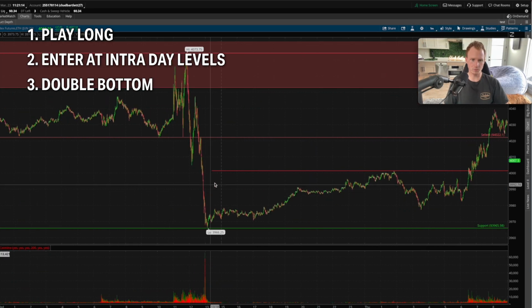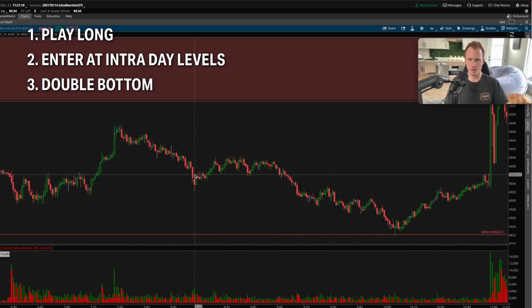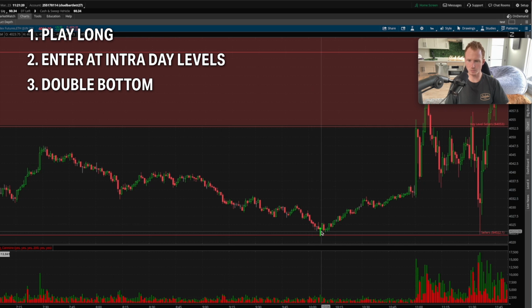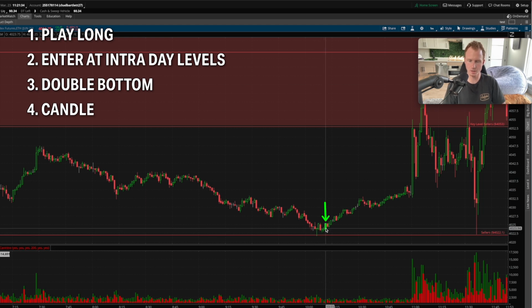Okay, as you can see, we're right here. Let me actually zoom in. The next thing I'm kind of looking for, once we saw a double bottom from the pre-market, the next thing I'm looking for is the candle. What is the candlesticks telling me? As you can see, we kind of flattened out once we touched this intraday level. And this is where I entered the trade at 10:11 on this chart. So this specific time. And this is where I took my entry.